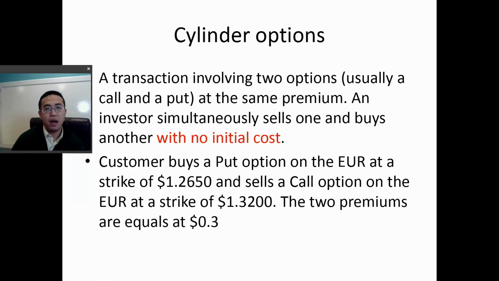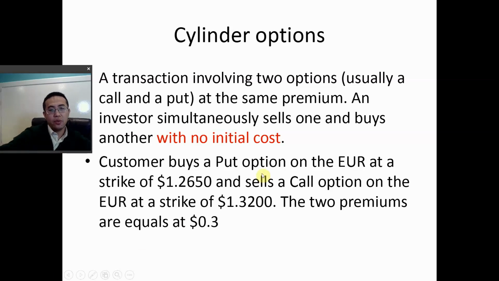Another type of option is cylinder options. This is again a transaction involving two options, usually a call and a put at the same premium, but you simultaneously sell one and buy another. So initially there's no cost because they both price the same. You buy an option, you pay a premium, you write an option, you collect a premium. So these two premiums compensate each other. So for these cylinder positions, there's no initial cost. But what's the point? Why do we need cylinder options?